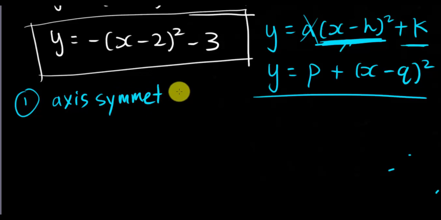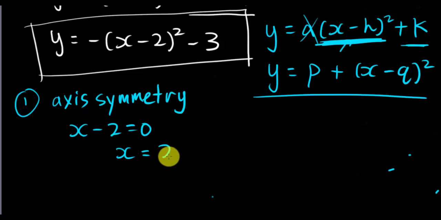Okay, the axis of symmetry over here, you always get inside the bracket. Do you see the bracket square here? You always get inside the bracket and try to make it equal to 0. So inside the bracket I have x minus 2, right? So I will try to make x minus 2 equal to 0. So my axis of symmetry basically is x equals 2.